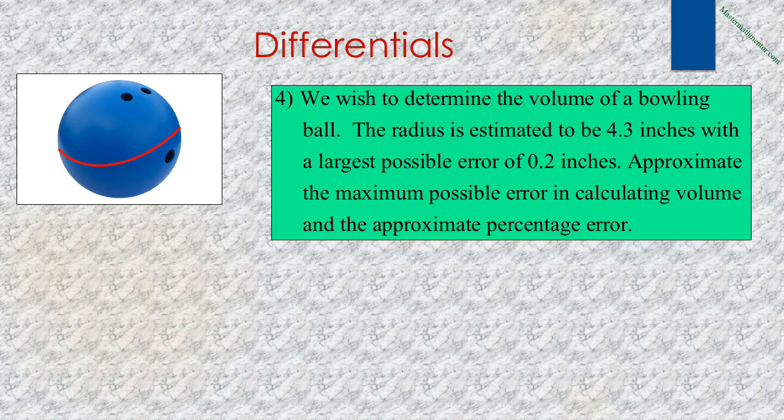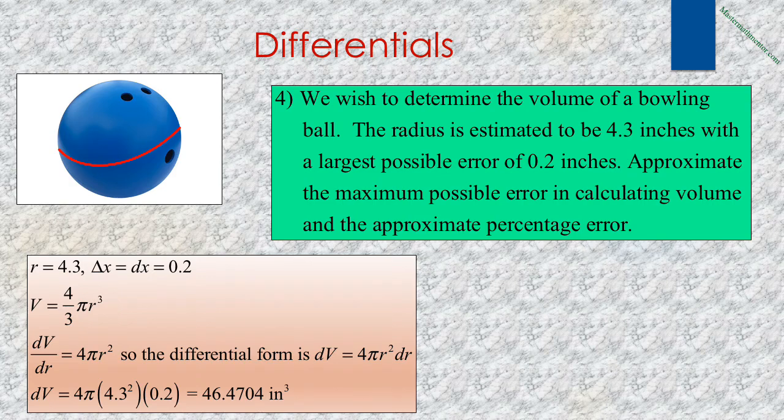The most efficient way to do this is to take a string, wrap it around the circumference of the ball, then take the string and straighten it out and measure it. Then divide by 2 pi, and you will have an estimation for your radius. That was not done here. We just estimated the radius to be 4.3 inches. Probably there will be an error, and in this case we say that the largest possible error is 0.2 inches.